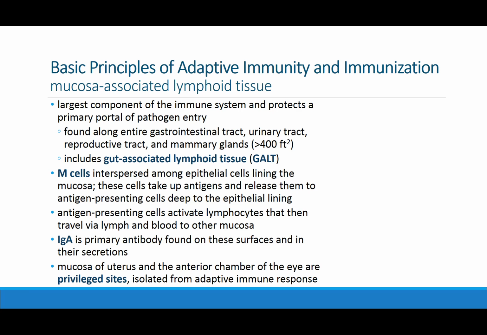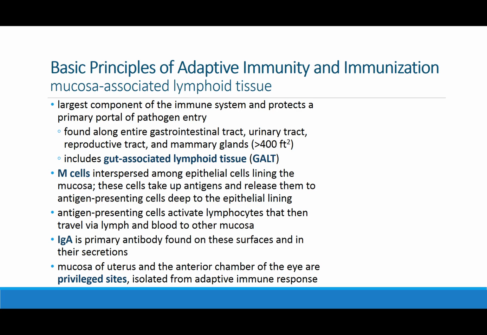So we find the mucosa-associated lymphoid tissues along the entire digestive tract, the urinary tract, the reproductive tract, and in the mammary glands. So there's approximately 400 square feet of tissue that is protected by the MALT. And it includes the gut-associated lymphoid tissues, the GALT, that we've already talked about, including the Peyer's patches.